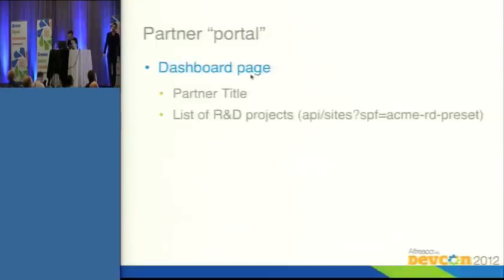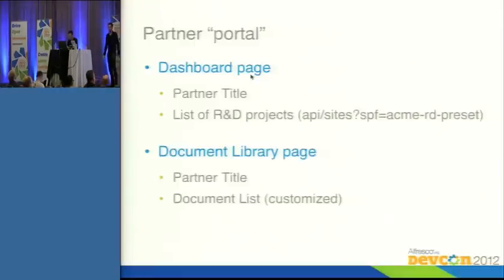How are we going to solve that portal problem? When the user logs in, they are always taken to the dashboard. So what we are going to do is heavily customize the dashboard page template. Instead of showing the usual Alfresco header and footer and all the dashlets, we just want to add in our custom partner title component and a component that lists the different research and development projects. When the user clicks on one of the projects, they will be taken to the document library page for that site or that project.